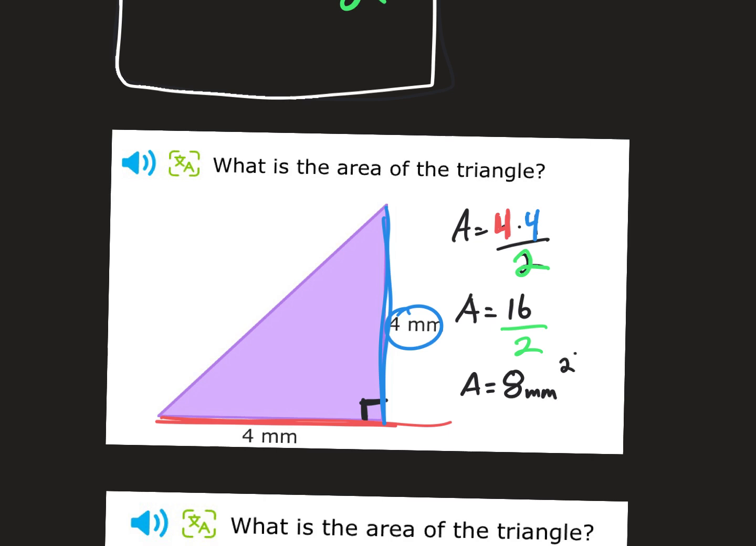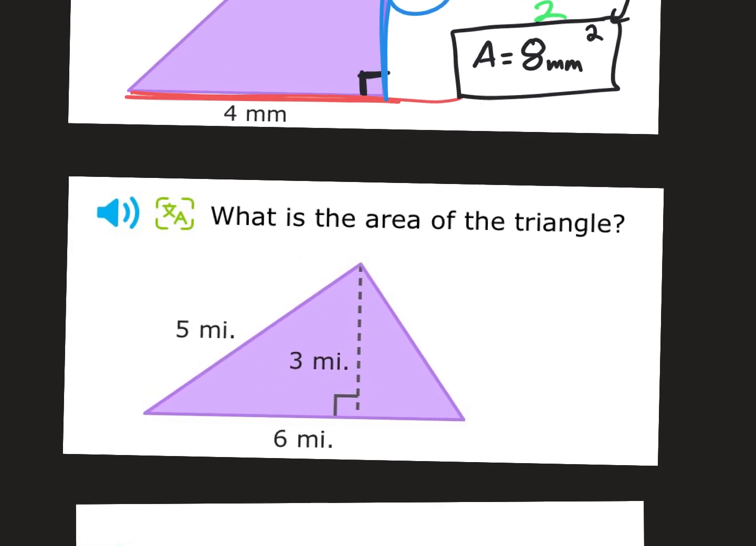millimeters squared. Because we are still in area, area is always in squared because it's two-dimensional. That's why we put a 2 there. It's a reminder, hey, we're dealing with two-dimensional objects, not 3 dimensions. So let's do another one.